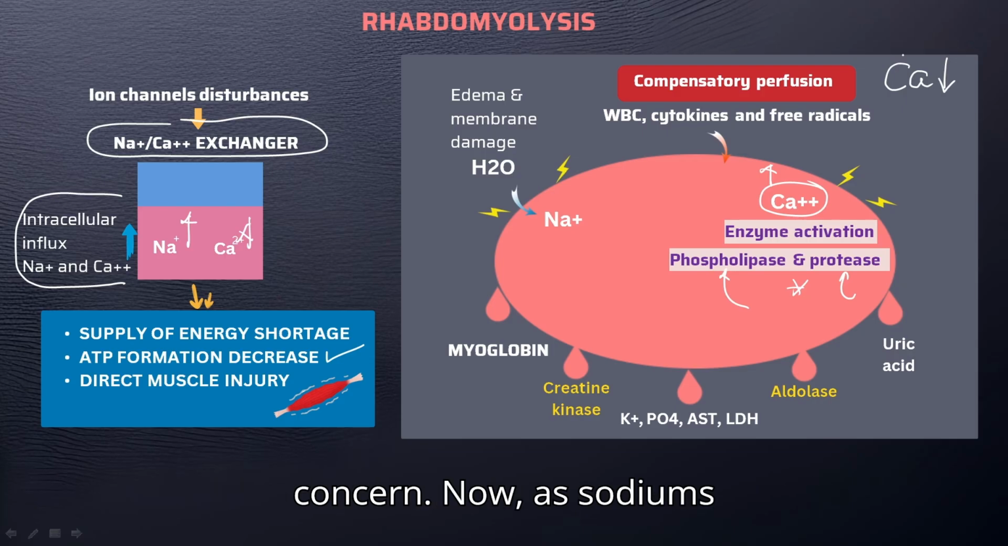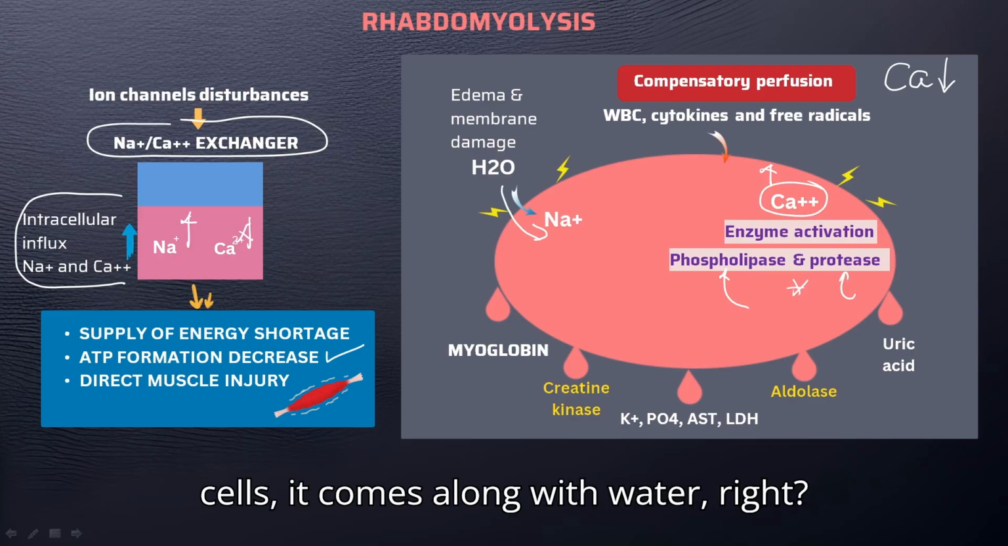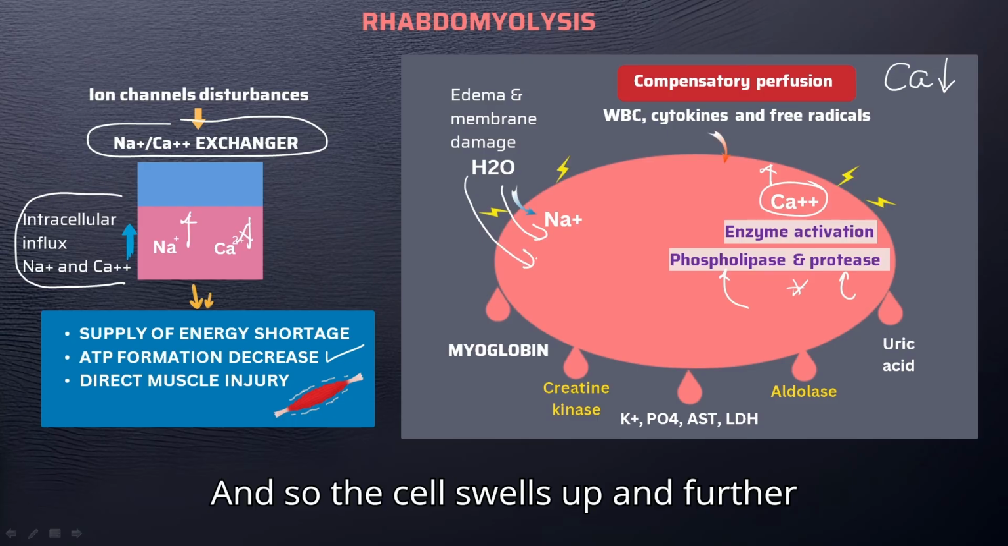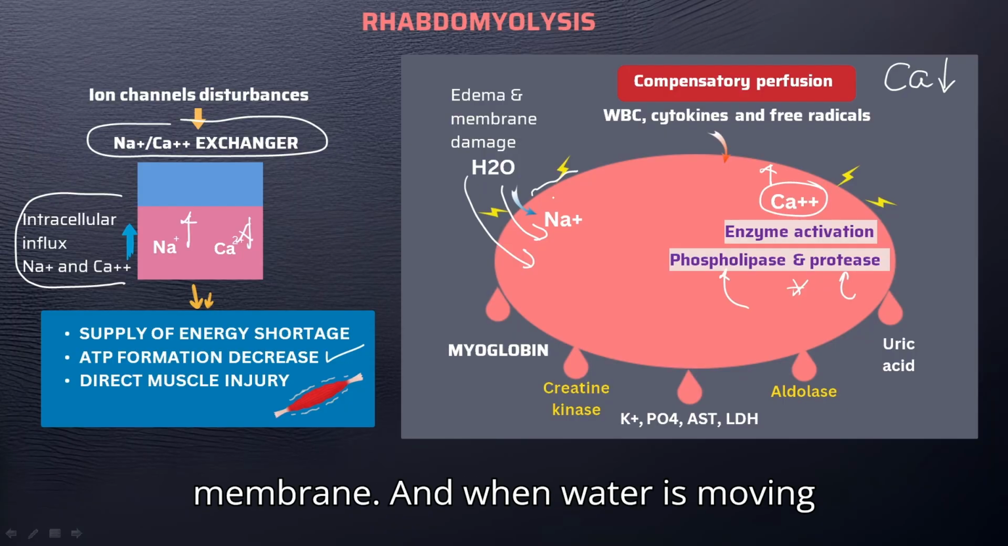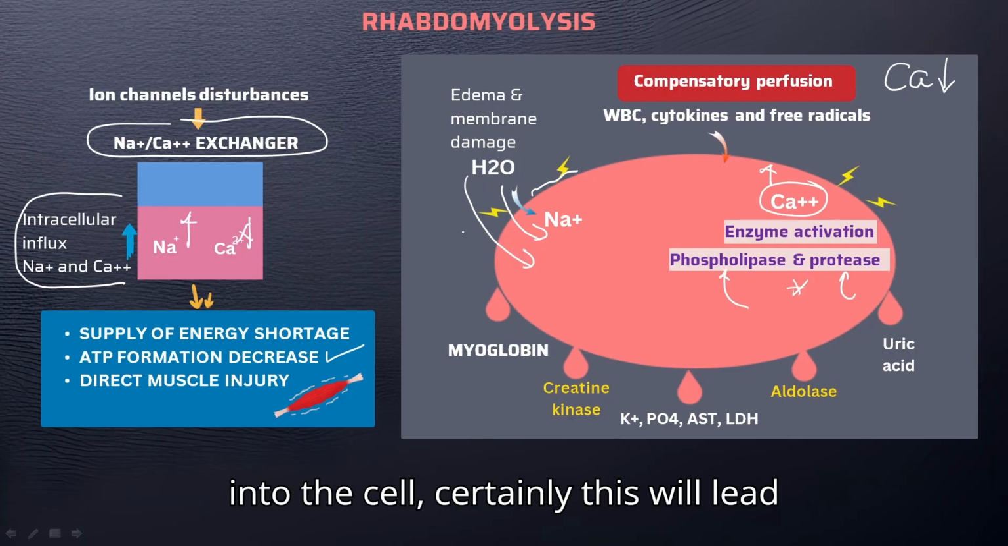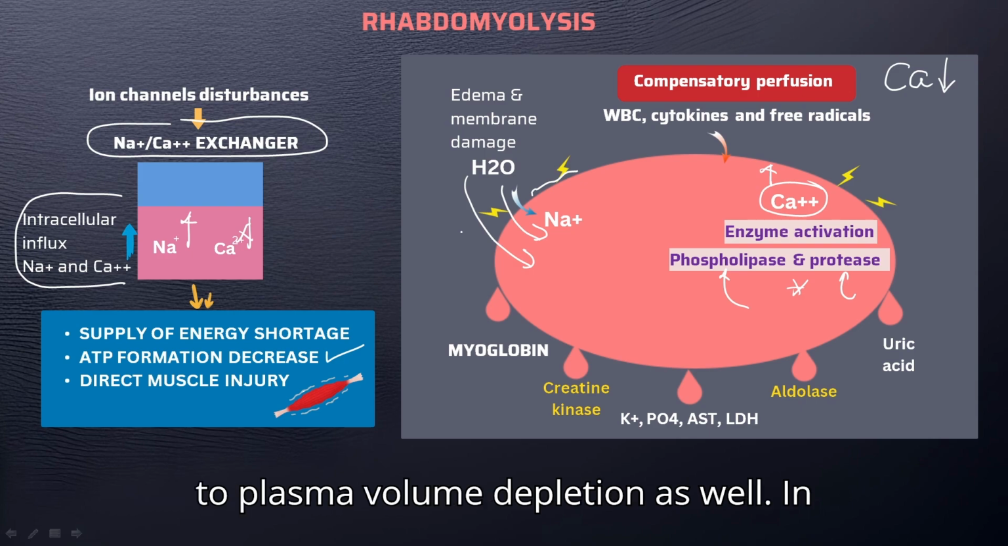Now, as sodiums continue to flood into the muscle cells, it comes along with water, right? And so the cell swells up and further destabilizes the cell membrane. And when water is moving into the cell, certainly this will lead to plasma volume depletion as well.